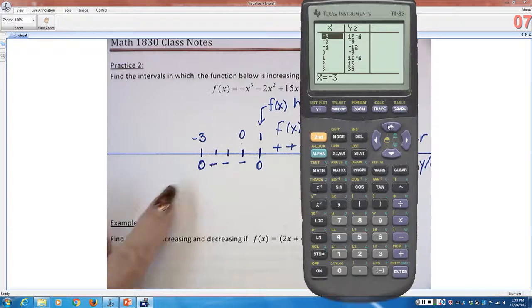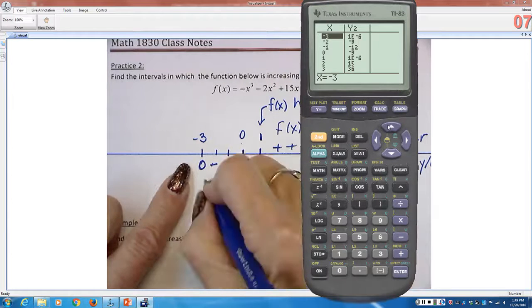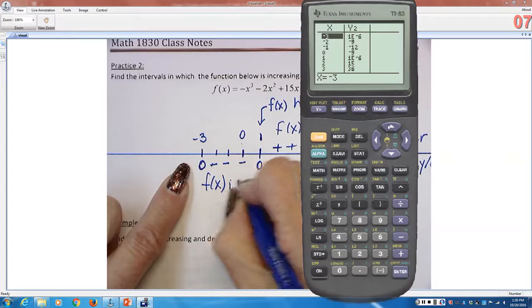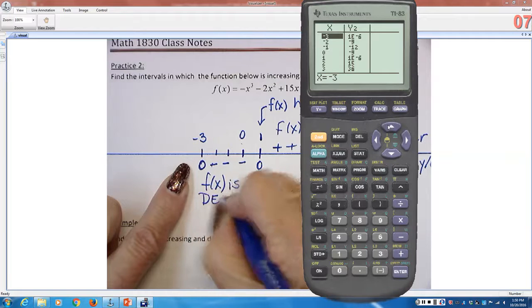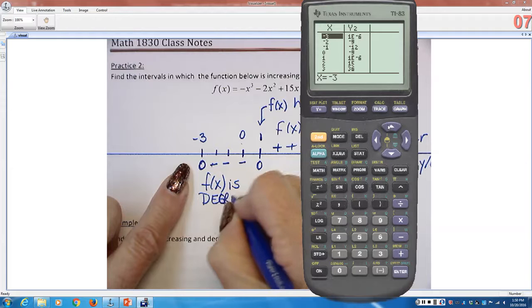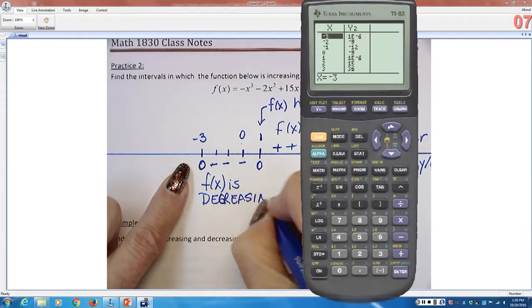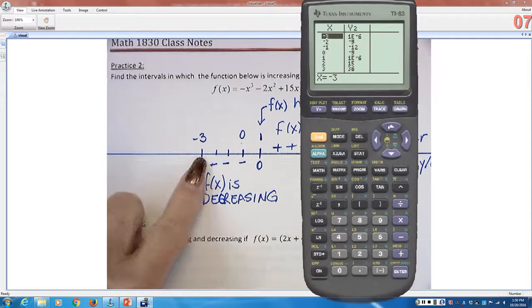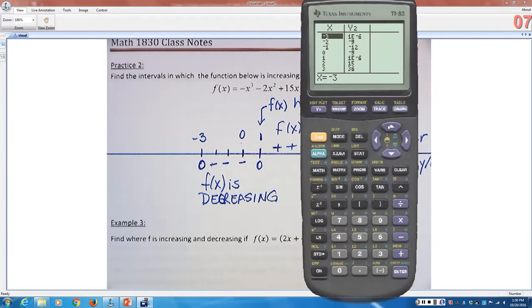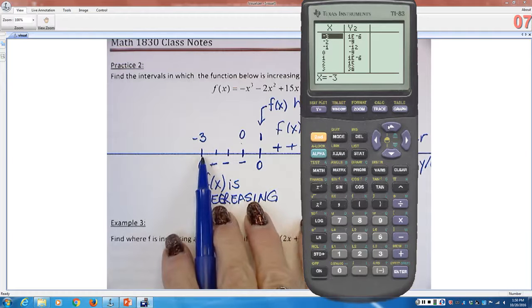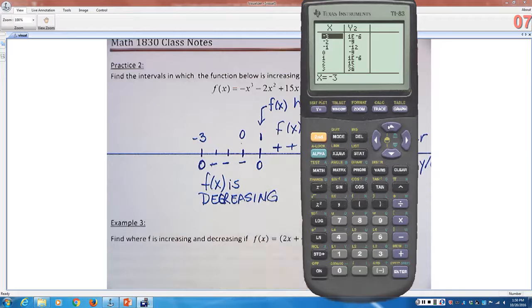So here's what's happened. On this interval, from -3 to 1, it's decreasing. And that's because its derivative is negative, which tells us it has a negative slope. So the function is decreasing because it has a negative slope. Okay? But when we get to x equals -3, the function has reached another turning point.